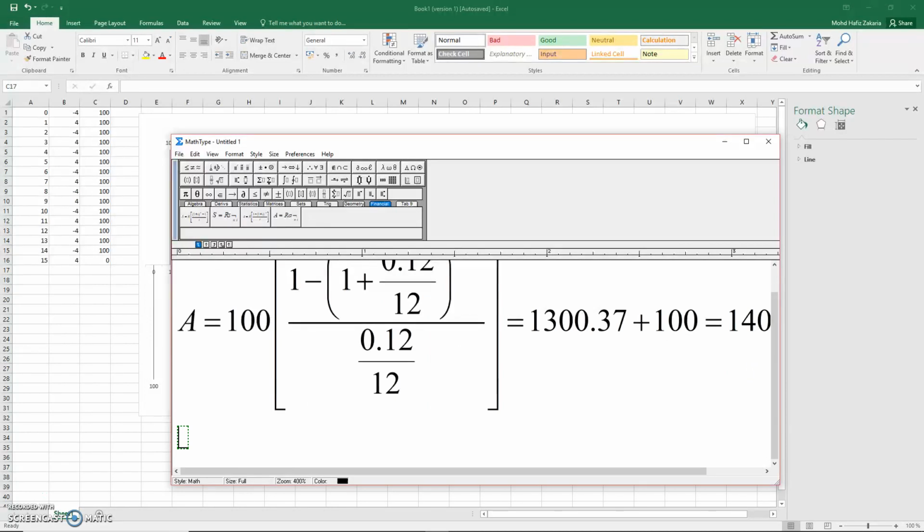To get the interest paid by Jenny, we take the total amount that Jenny paid, which is 1500, for 100 for 15 months, minus the original value, which is 1400.37. That leaves us with 99 ringgit and 63 cents. This is the interest paid by Jenny.